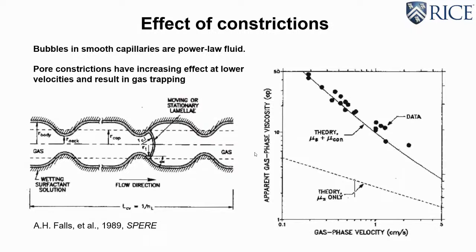And so this is the apparent viscosity as a function of the gas phase velocity in a bead pack. This is a theory for if you had just smooth capillaries, and then this is the experimental data when you have a single train of bubbles in a bead pack. You can see that the apparent viscosity is more shear thinning than it was for just bubbles in a smooth capillary. It approaches that of a smooth capillary at the higher velocity, but it becomes much greater at the lower velocity, more than an order of magnitude greater.